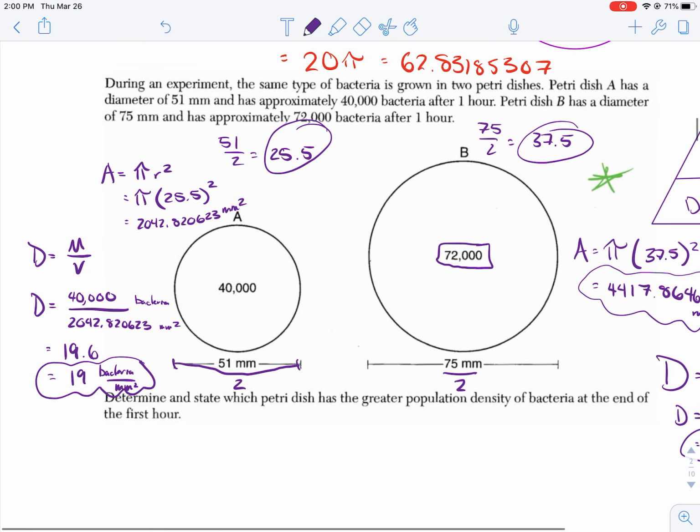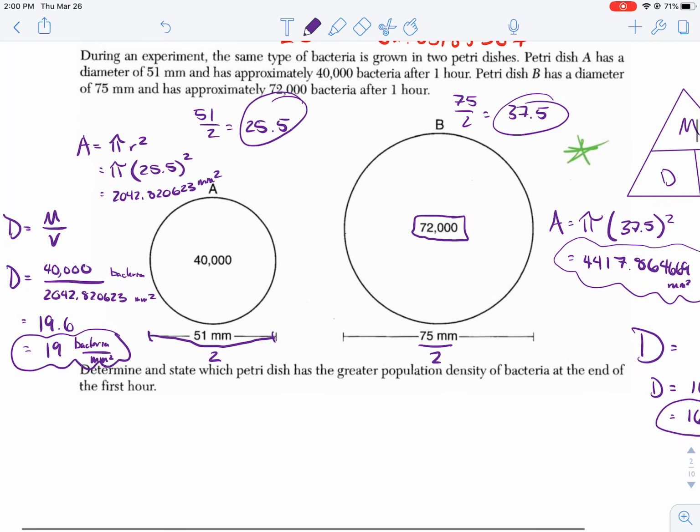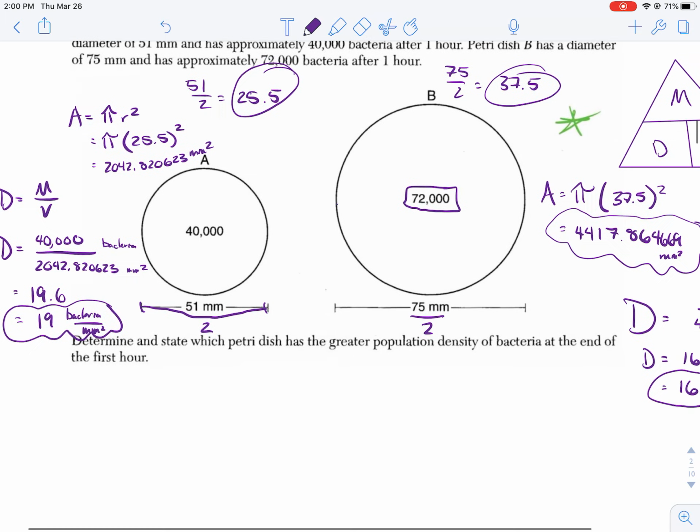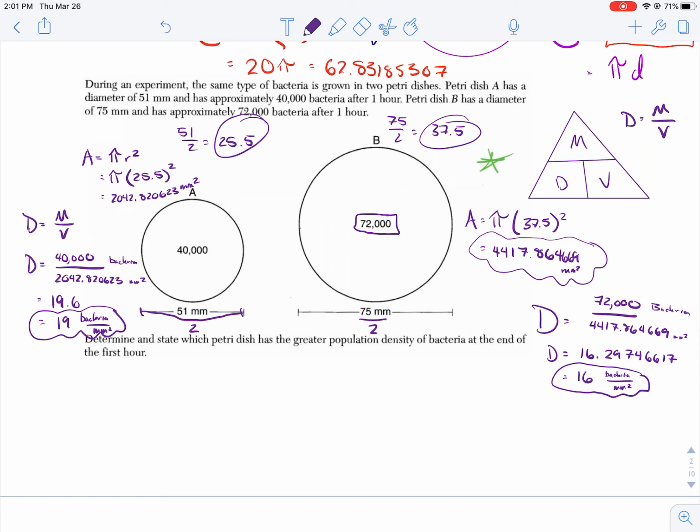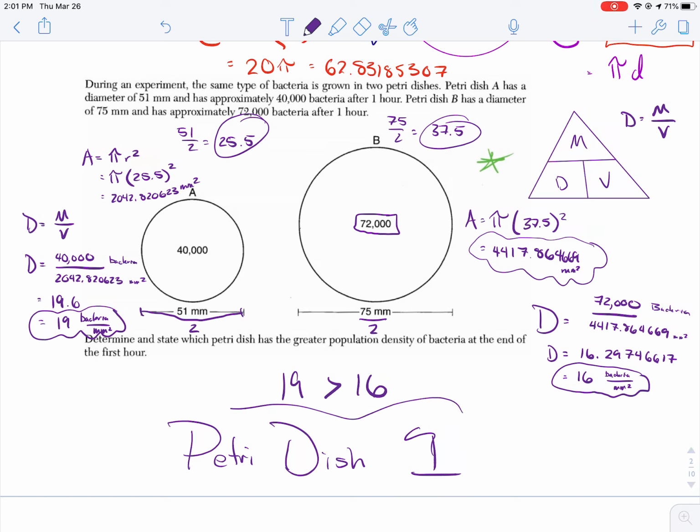Now the question's asking: determine and state which petri dish has the greatest population density of the bacteria at the end of the first hour. As you can see, 19 is greater than 16. So we say petri dish one.